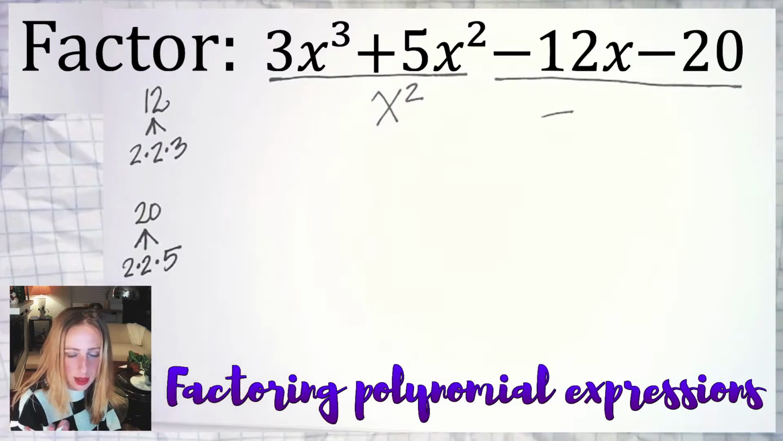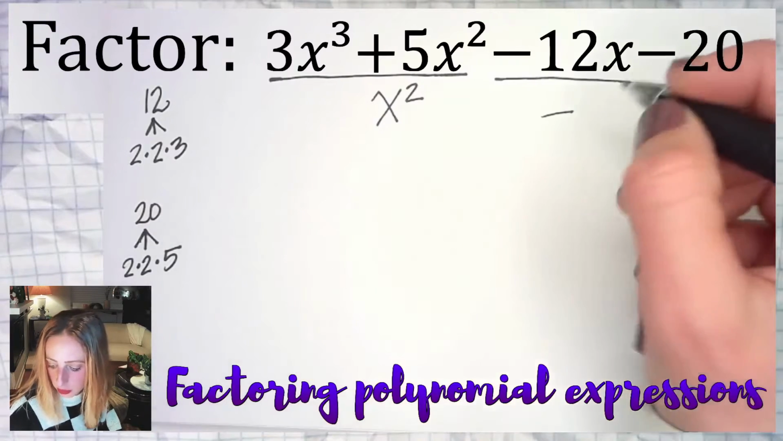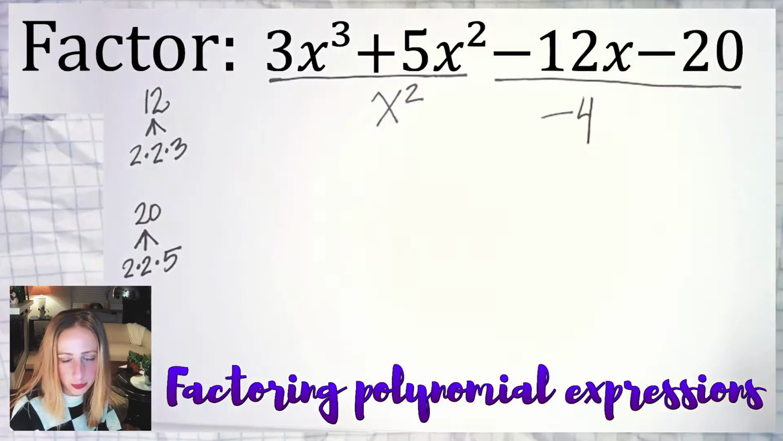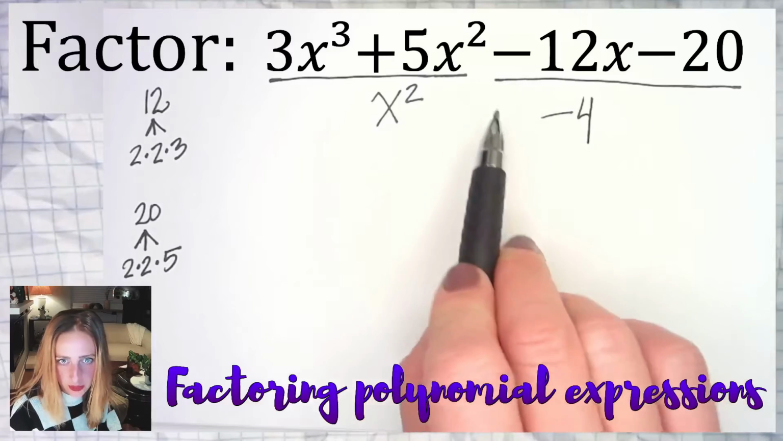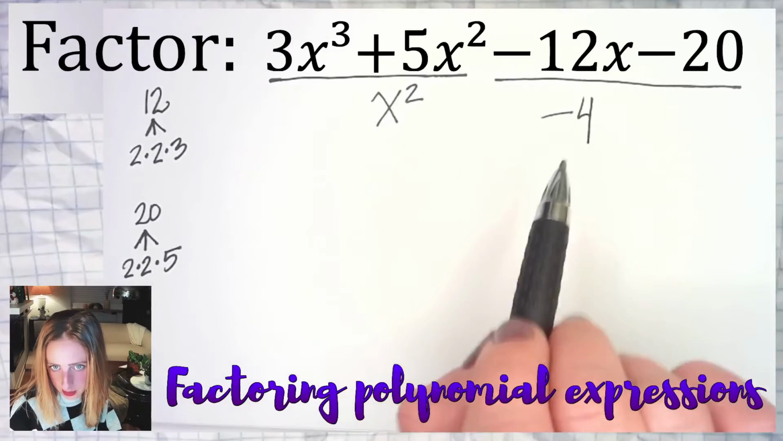So what is it at most that both 12 and 20 have in common? 2 times 2 or 4. You could obviously jump right to the 4, but there we go. So the thing that they both have in common is a 4 minus 4.